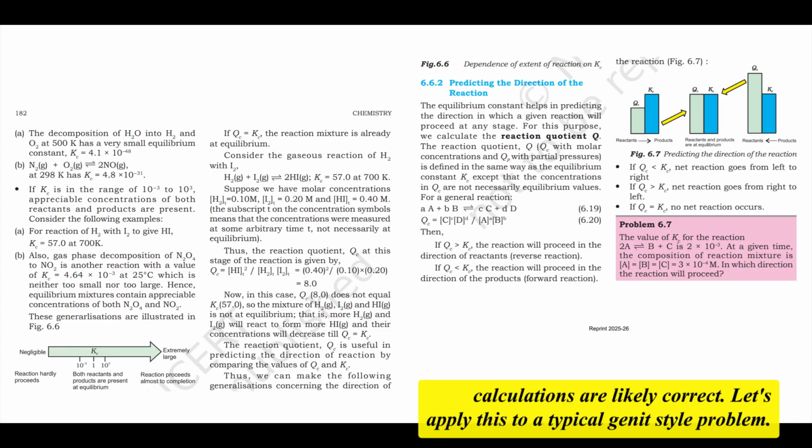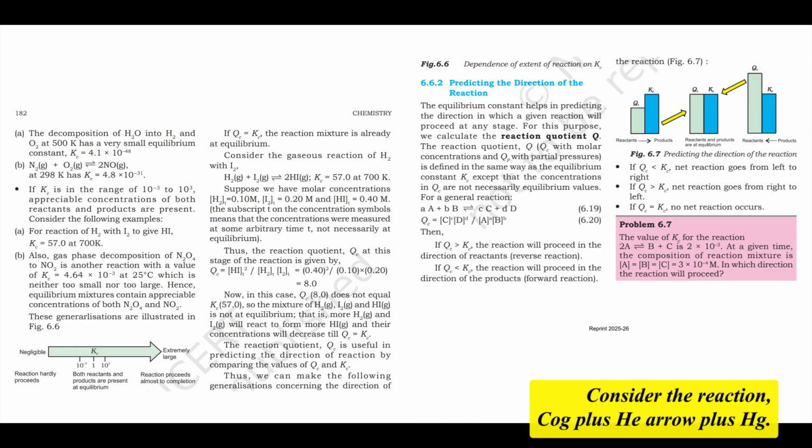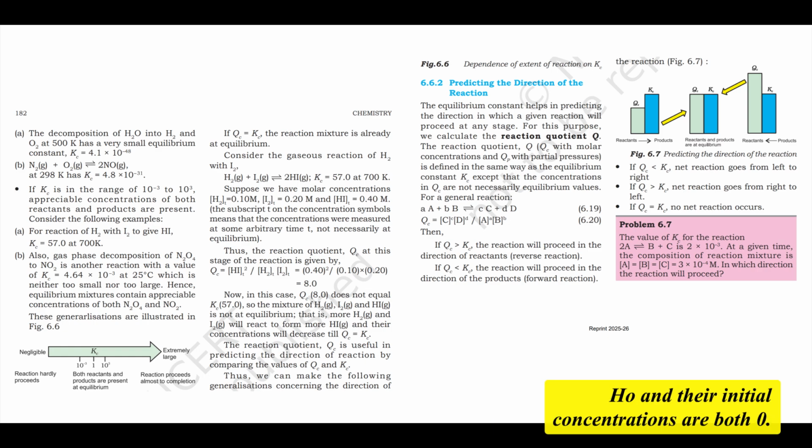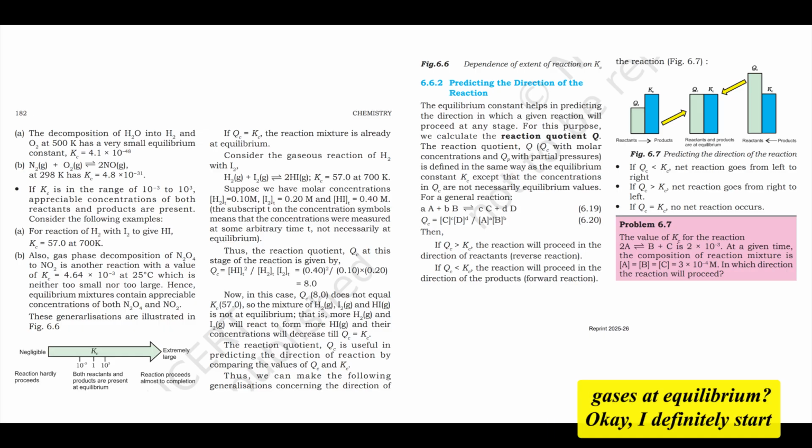Let's apply this to a typical JEE NEET style problem. Consider the reaction CO(g) + H2O(g) ⇌ CO2(g) + H2(g). Suppose Kc is 4.24 at 800 Kelvin. If we start with only CO and H2O and their initial concentrations are both 0.10 M, how do we find the concentrations of all four gases at equilibrium?